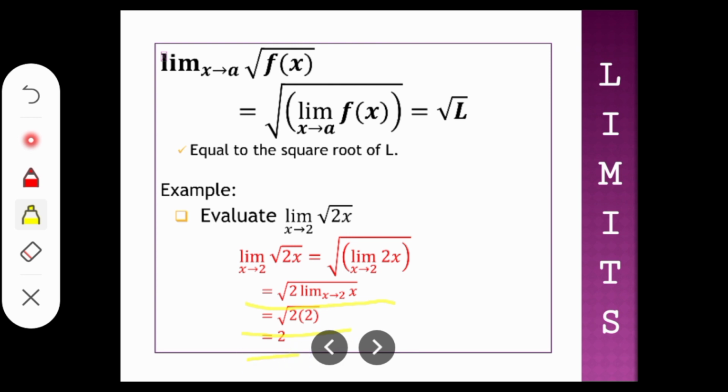So that is the last of our properties of limits.